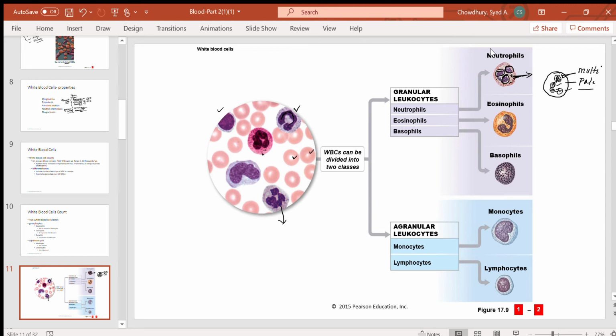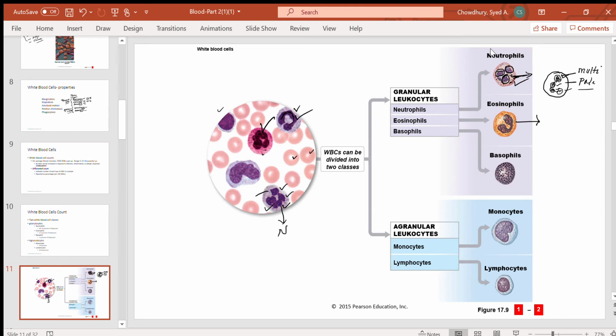So if you see these two things, this is a neutrophil. Okay, so this is a neutrophil. You see multiple lobes and pale cytoplasm. This is also a neutrophil. Now if you see an eosinophil, this is an eosinophil.